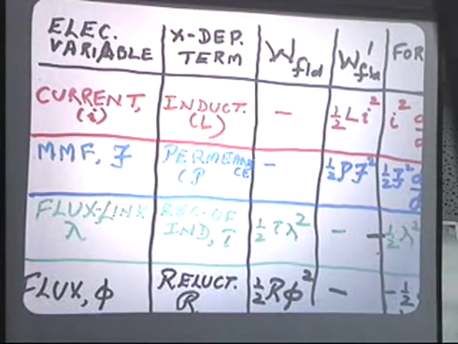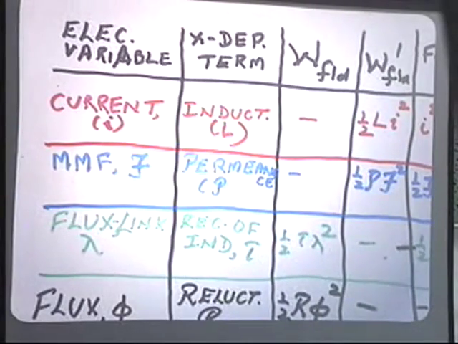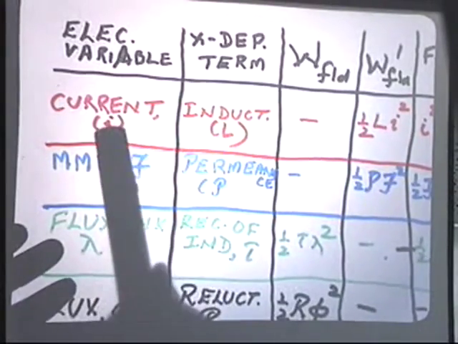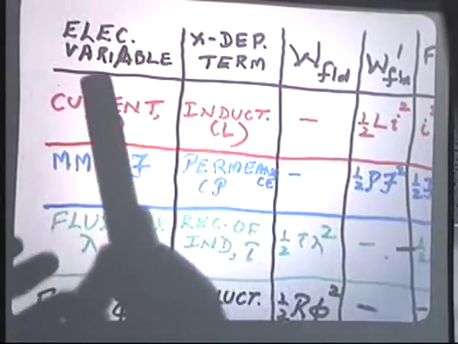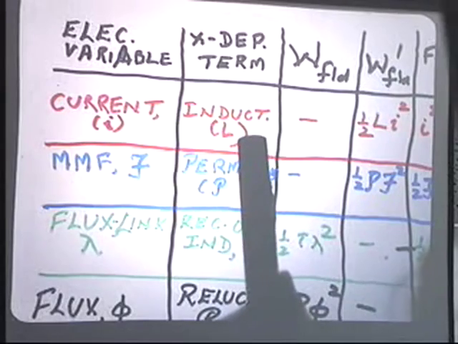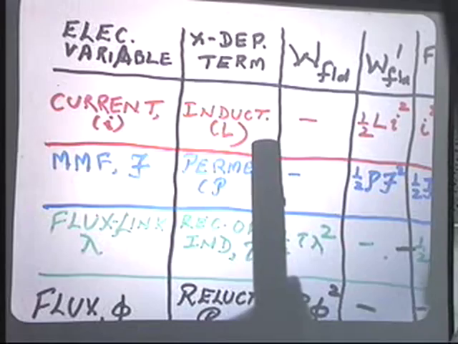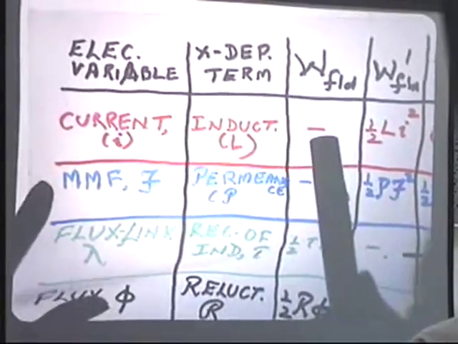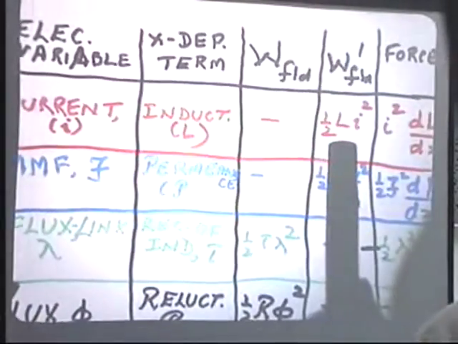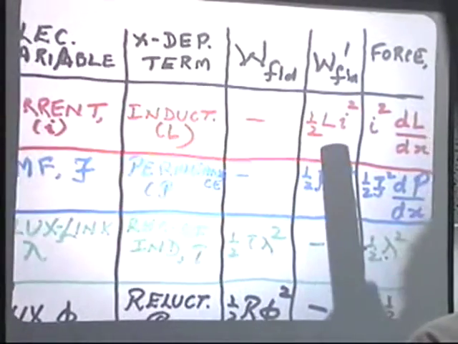Okay, we represent the electrical variable in terms of current and inductance. There are two things, the electrical variable and the X dependent term. So inductance will depend upon X, isn't it? Inductance depends upon the value of X. Now here you don't call it W field, but W field dash, because it is in terms of I. So it is half Li square.